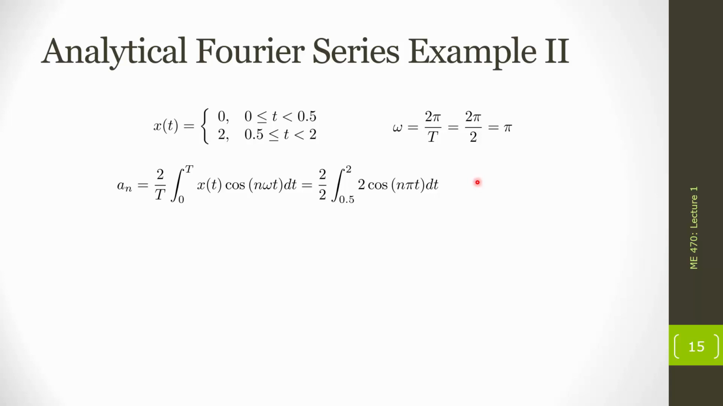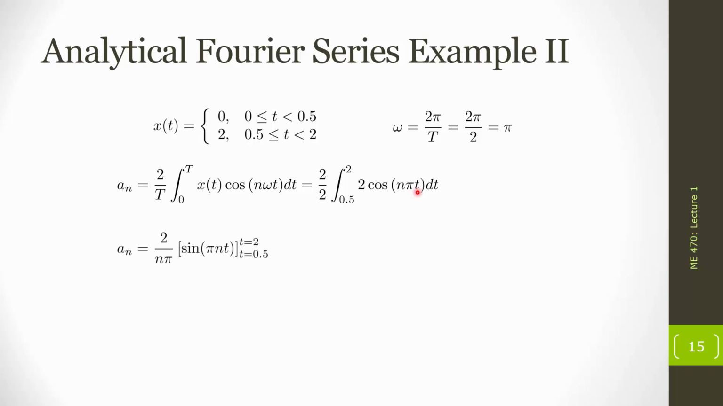So the integration on this one is going to be easier than the first example in that if we look at what's inside the integrand here, I don't have a function of t times another function of t. I can pull the 2 out, in fact, and we're just integrating cosine of n pi t dt from 0.5 to 2. So the actual integration step or antiderivative step is simpler. I just need to integrate the cosine of n pi t.